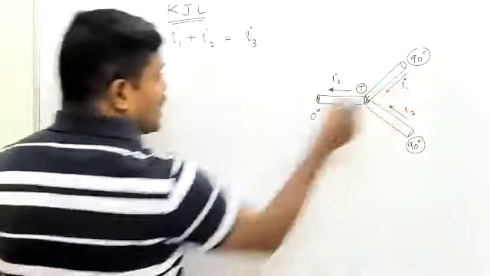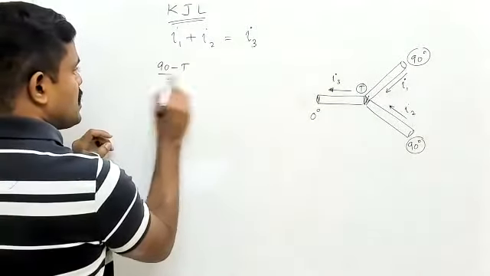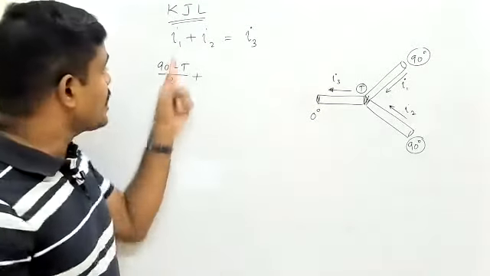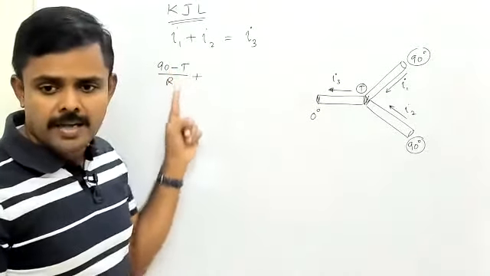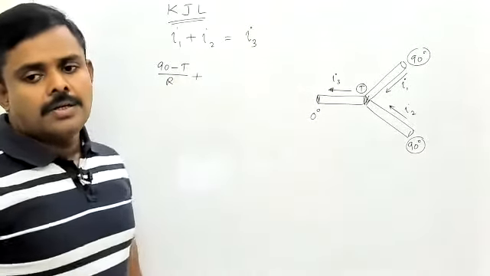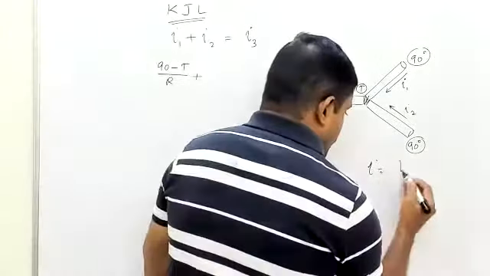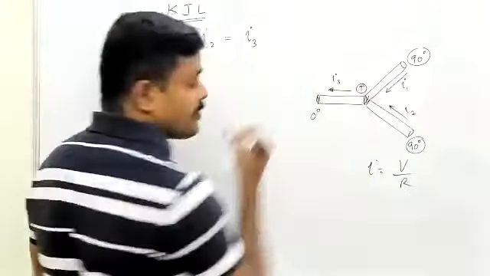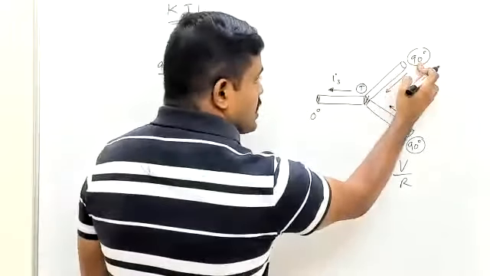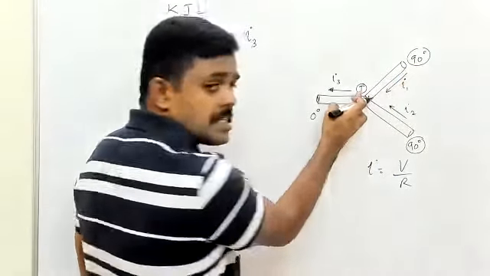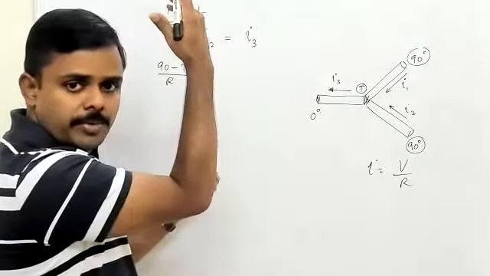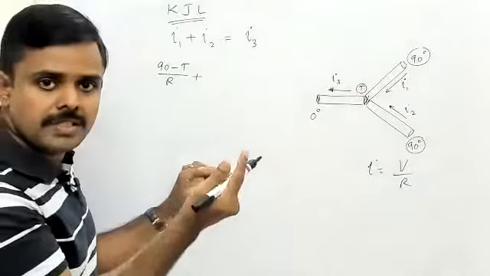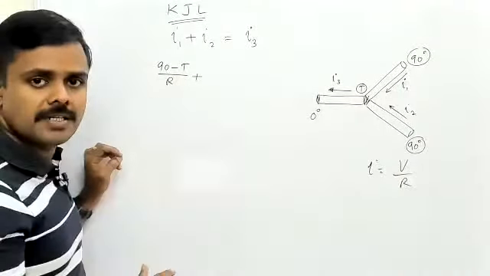What is I1? I1, I can say, is 90 minus T divided by R. Current is potential difference by resistance, V by R. Am I correct? Current is what? Potential difference divided by resistance. For this part, what is the potential difference? Thermal potential here is 90, thermal potential here is T. There I was using electric potential; here it is thermal potential. So thermal potential difference is 90 minus T, divided by resistance R.